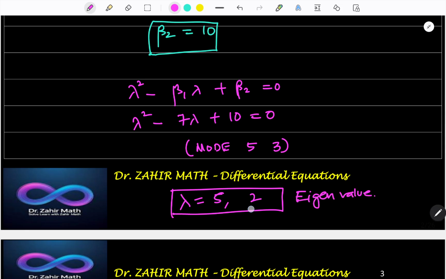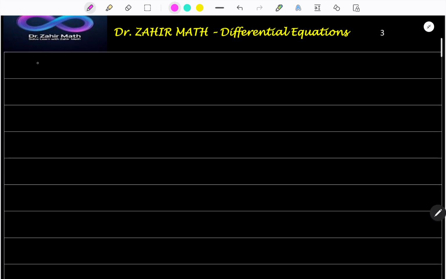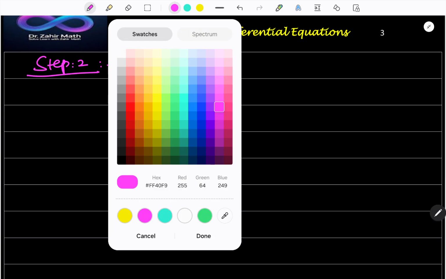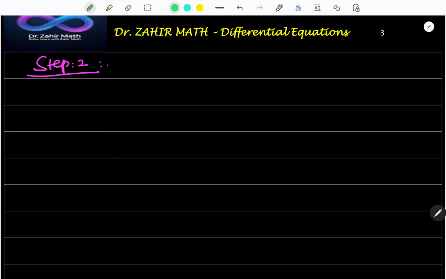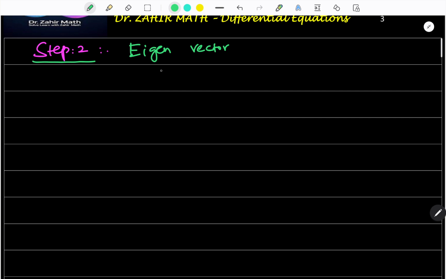So next you're going to get the eigenvector. Step number 2, you are going to find the eigenvector. What is the formula? You're going to find matrix A minus lambda I times x is equal to 0. So I told you the changes will occur only in the diagonal elements.